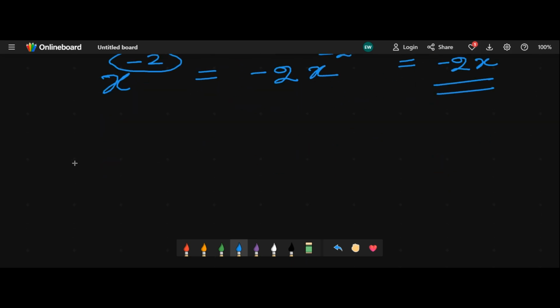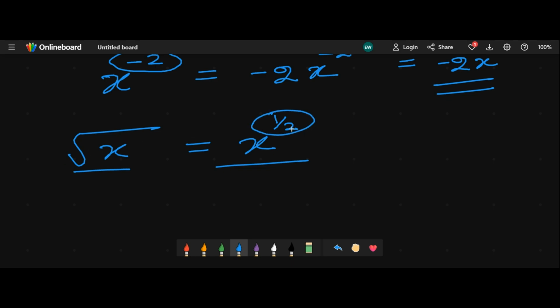Another thing I need to tell you is that sometimes in the questions, you may see root x. Many of us don't know what a square root x is. A square root means whatever is inside, to the power half. Square root of x is equal to x to the power half. So basically, square root means to the power half.